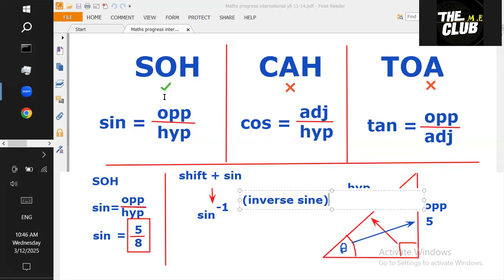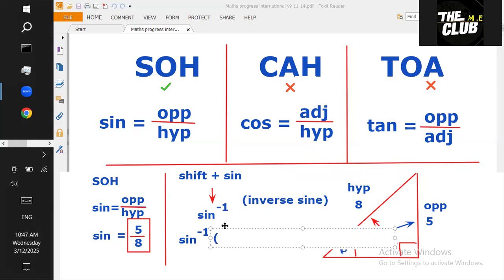It depends on the ratio you're using. If you're using cosine, it will give you inverse cosine. If you're using tan, it will give you inverse tan. So basically, it's the inverse trigonometric ratio. Now, after you have this, the calculator will show it to you like this: sine inverse, which is of -1, and it will open a bracket for you. Now, after opening a bracket, you have to take the fraction that you had here and put it inside the bracket.